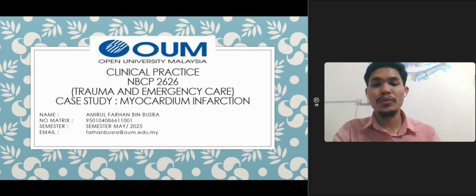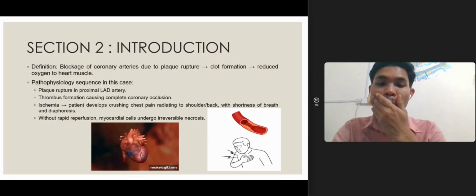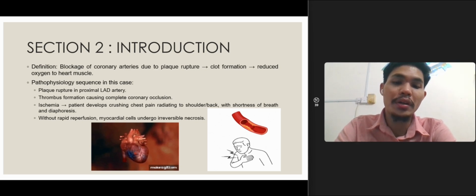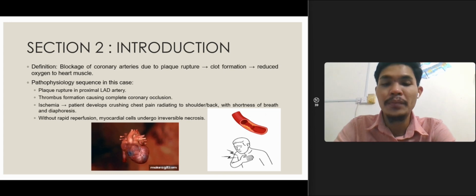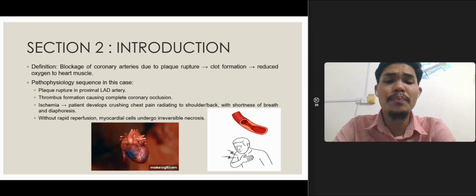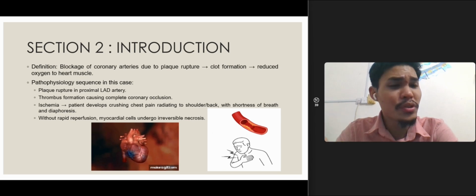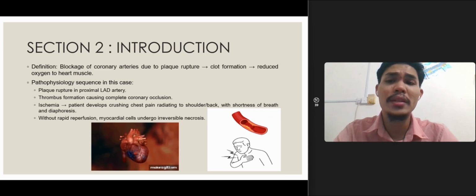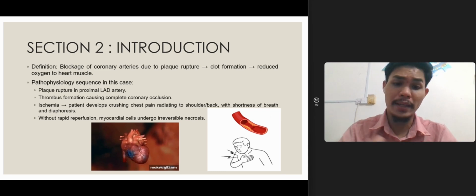So let's go to the introduction. Myocardial infarction, or MI, occurs when there is damage to the heart muscle due to a prolonged interruption of the blood supply. The most common cause is complete blockage of the coronary arteries, which usually happens when an arterial plaque ruptures. This rupture can trigger a cascade: platelets aggregate, a thrombus forms, and the blood flow to the heart muscle stops. Without oxygen, myocardial cells begin to die.